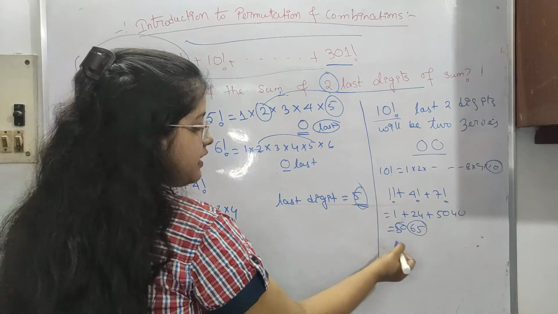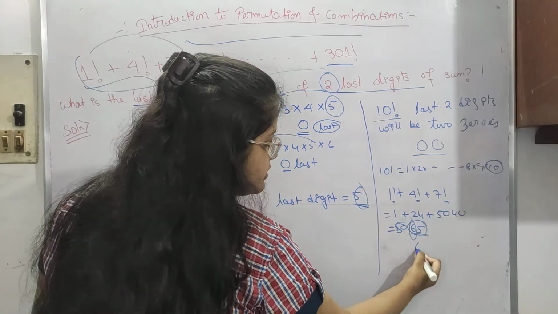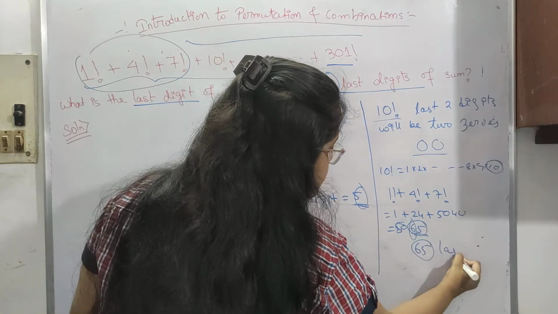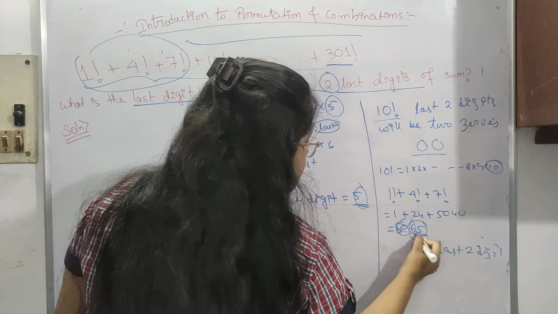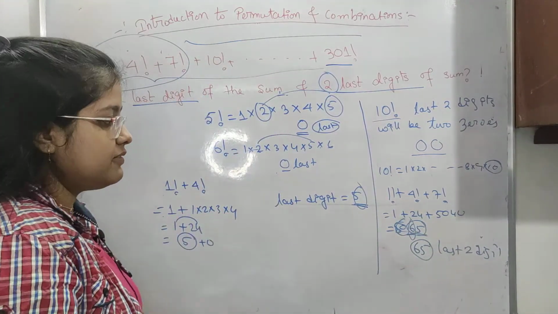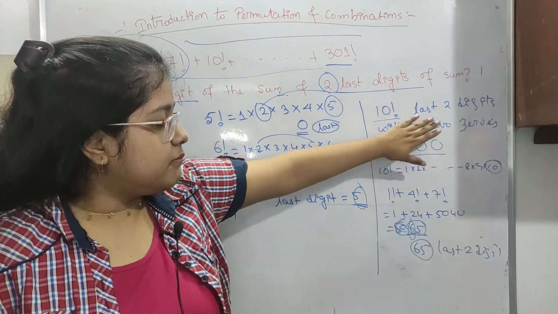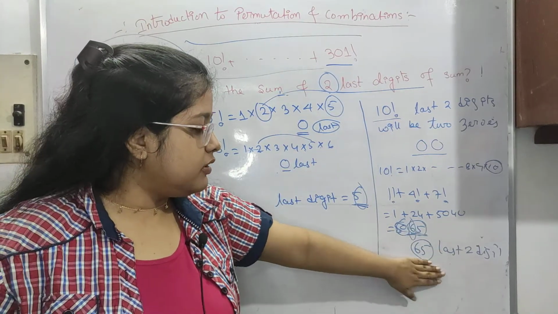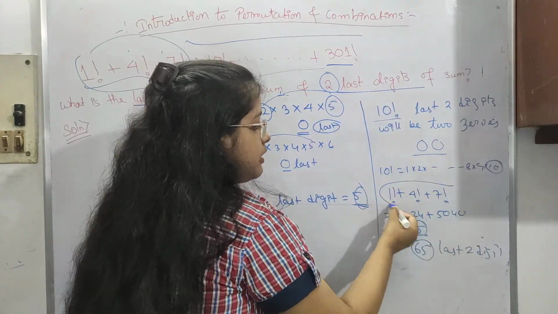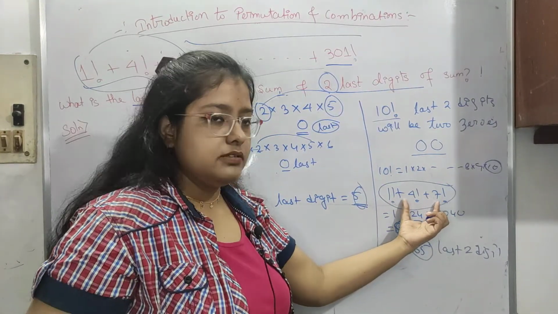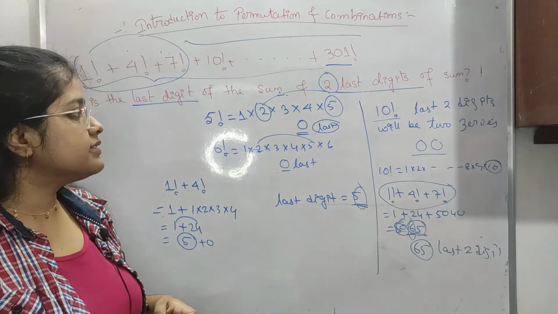The last digit was 5 and the last 2 digits are 6 and 5. We just take these digits, because everything else contributes zeros, so it depends on this part only. From the rest everything will be 2 zeros, but it depends on these 3 terms. So the answer comes as 65. I hope this is clear to you.